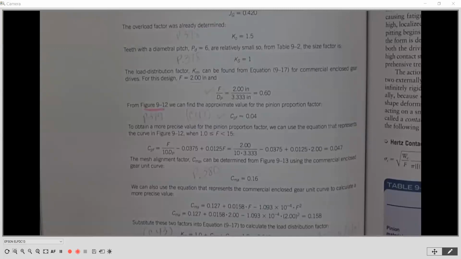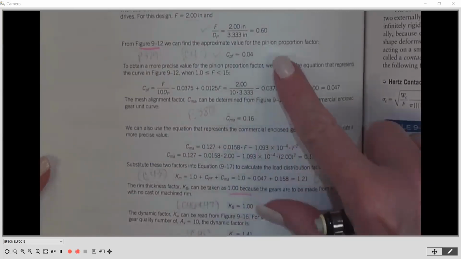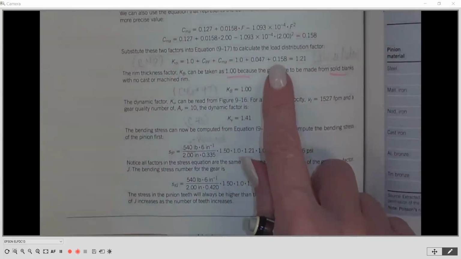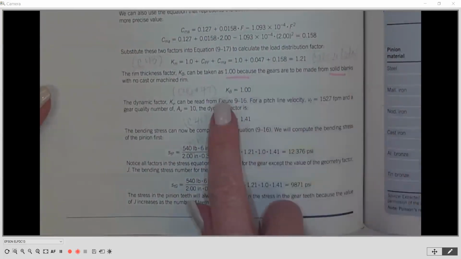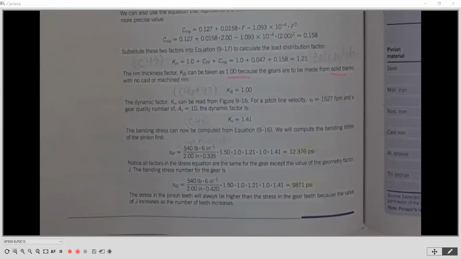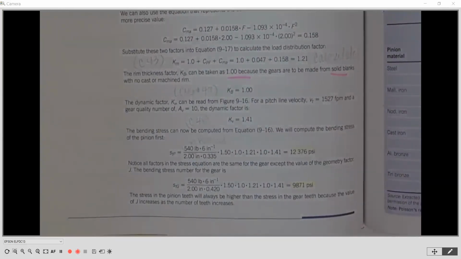Okay, so then let's go back to our problem and see where we're at. So we did our CPF, our CMA, calculated our KM, right? And now we're ready to put in our next factor, which is going to be the rim thickness factor. Now, rim thickness factor really comes into play when we get larger gears where we end up having spokes, okay? They take material out because the gears get too heavy and awkward to maneuver around.